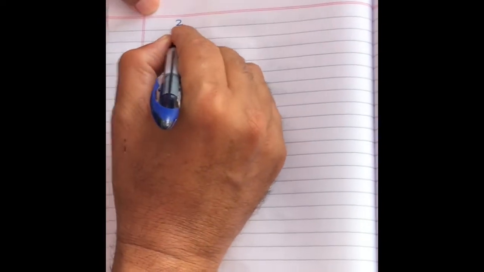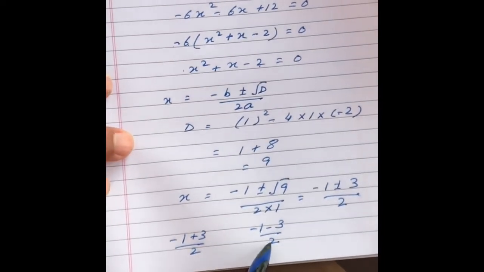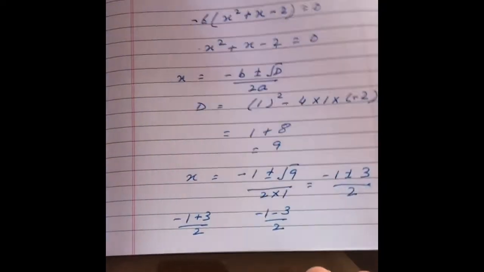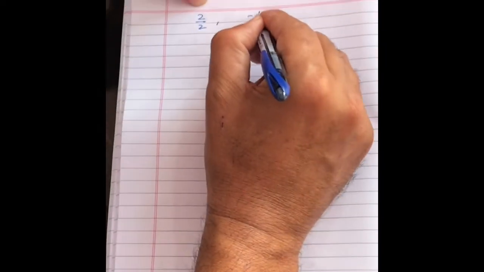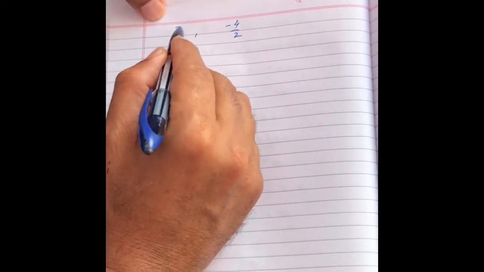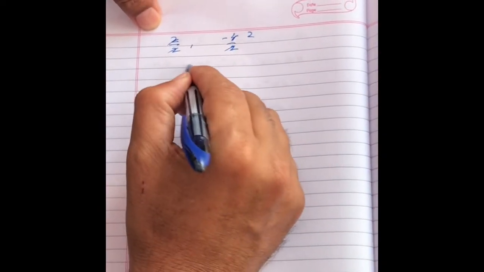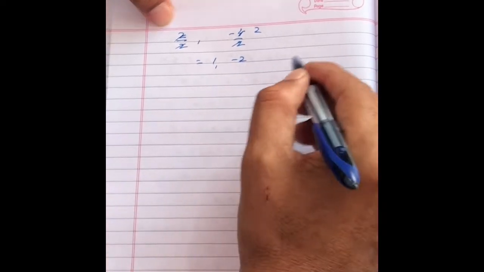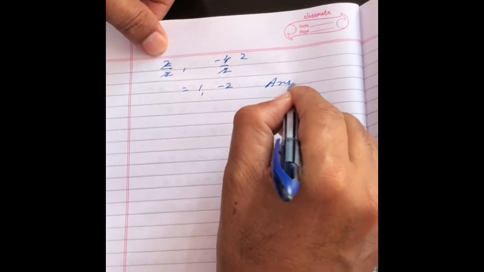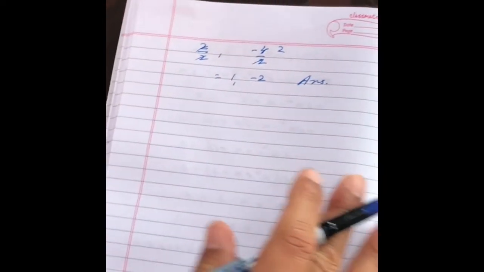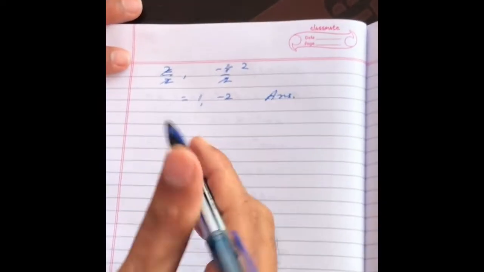Minus 1 plus 3 is 2. It is 2 upon 2. Minus 1 minus 3 upon 2 means minus 4 upon 2. So they will cancel out. 2 into 2 is 4. Answer is 1 and minus 2. This is my answer. Now part 12.